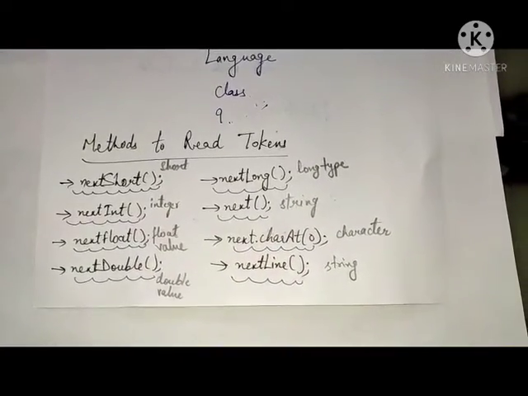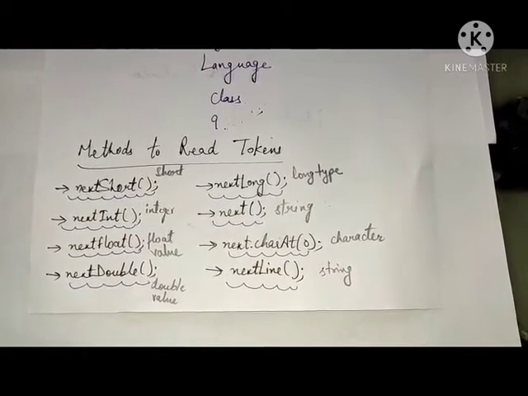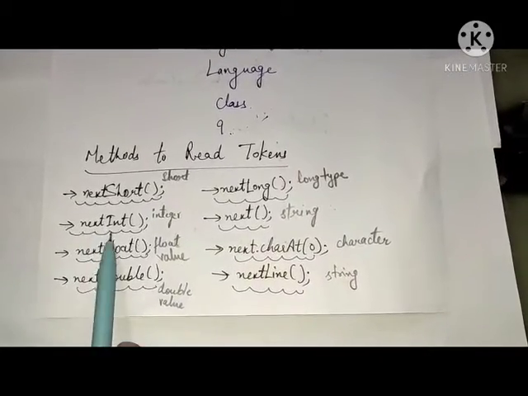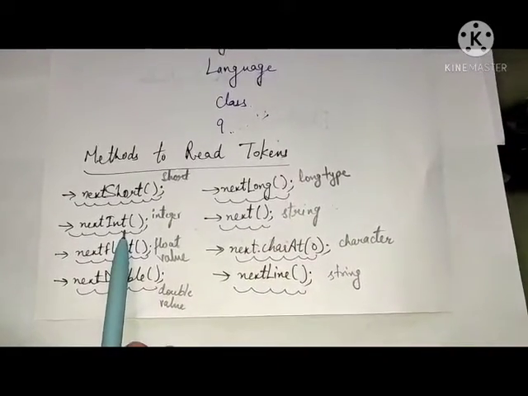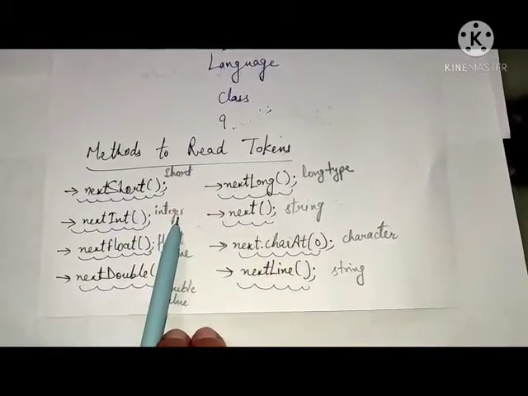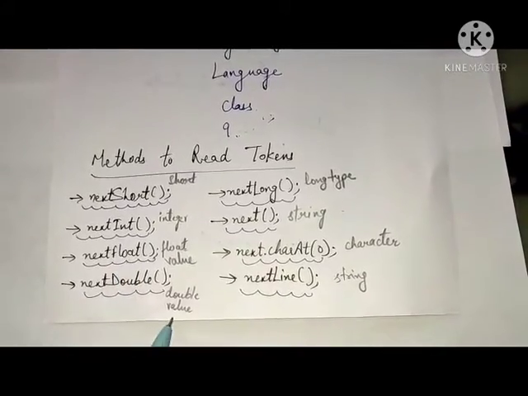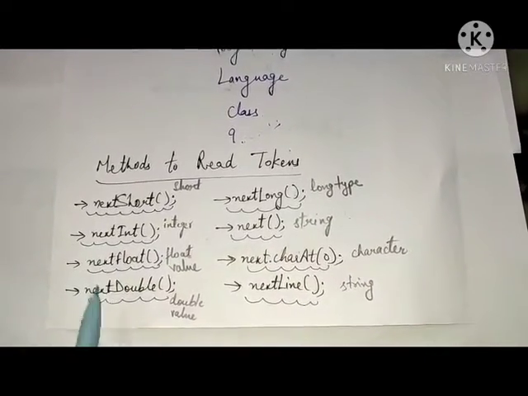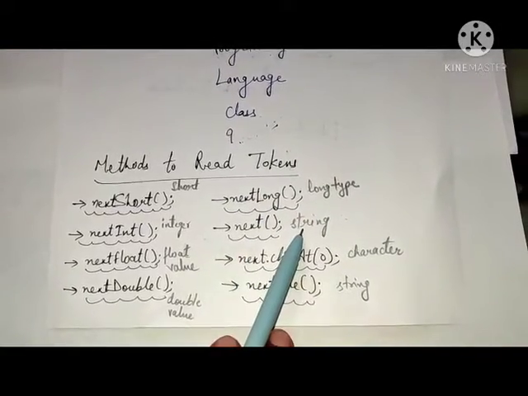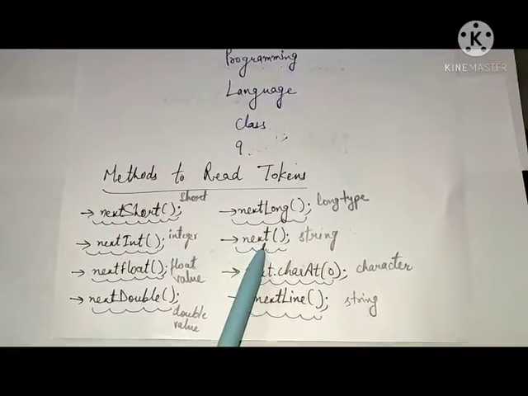nextShort is used to receive the next token from the scanner object as a short value type. Same, nextInt is used to receive the next token from the scanner object as an integer type value. And for float we have to use nextFloat, for double we use nextDouble, for long type we use nextLong, and for string we just use next. No need to write nextString.